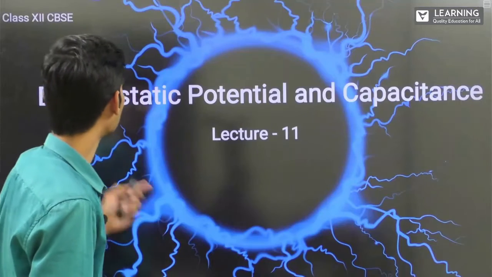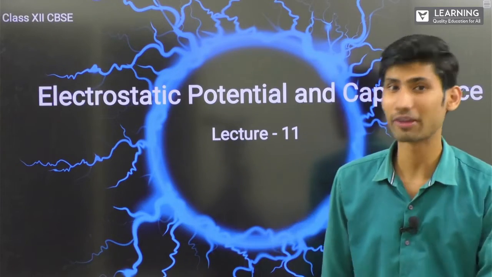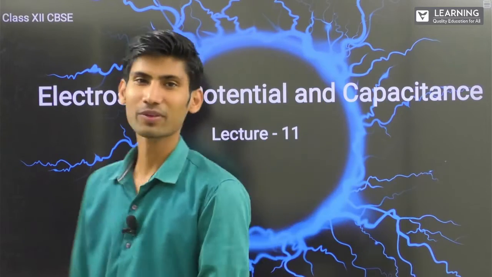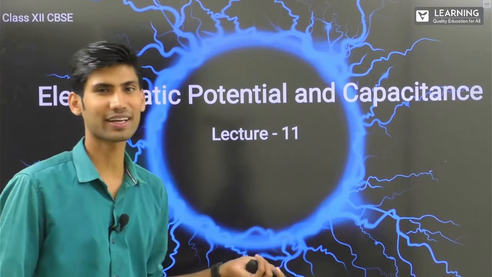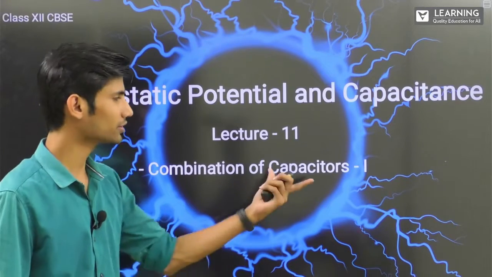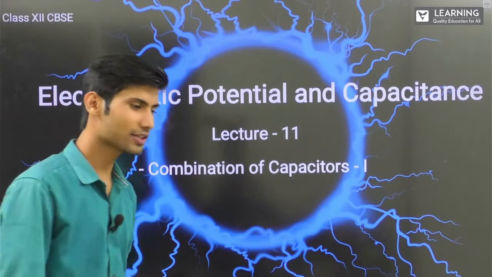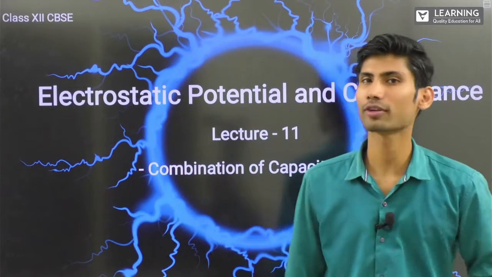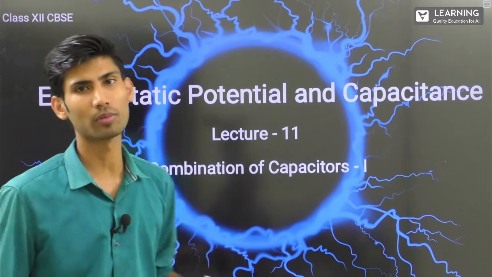We were doing electrostatic potential and capacitance, and this is lecture number 11. In this lecture, it is really going to be an interesting lecture. We'll be seeing combinations of capacitors. This is part 1. In the next lecture, we'll bring more complex combinations of capacitors. In this lecture, we'll see the basics. We'll understand how this combination works.